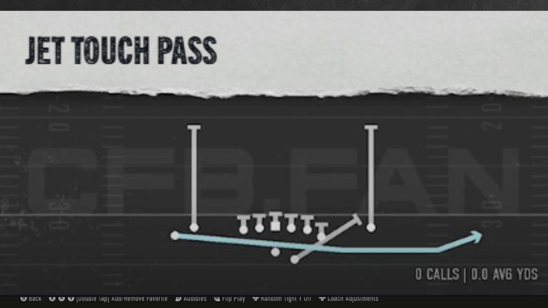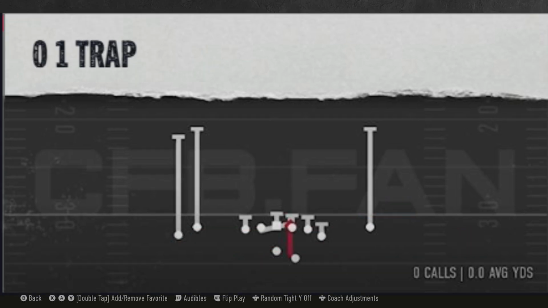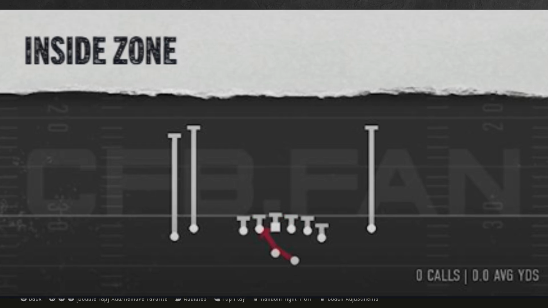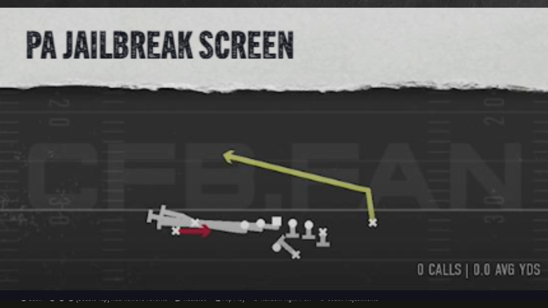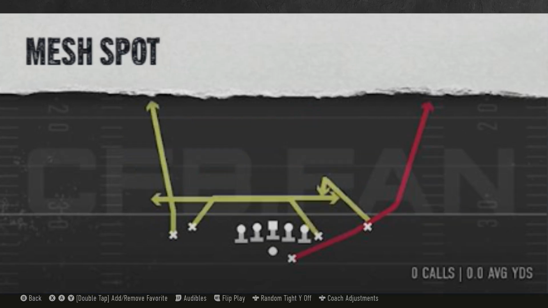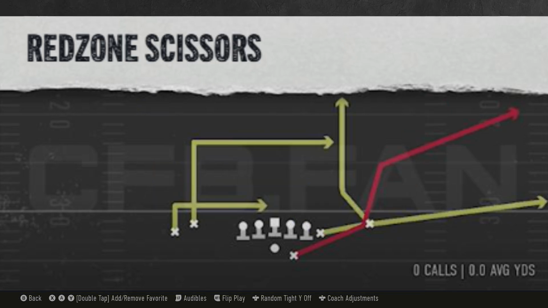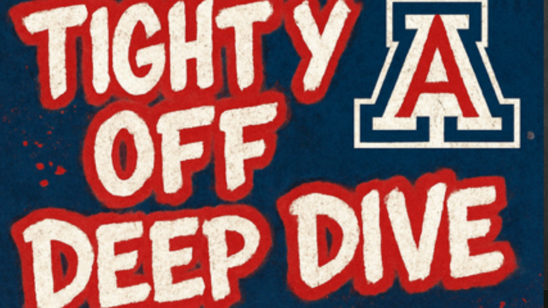So we went over 12 plays here. We went over jet, touch pass, zone, fake jet. That's our 2 motion plays. You have 2 run plays in 0-1 trap and inside zone. You have 2 RPO bubble plays. You have 2 play action plays, jailbreak screen and PA slot cross. And then you have our 4 pass plays with mesh spot, red zone scissors, flood, and tight end corner. 12 plays. This has been the deep dive Arizona Wildcats tight Y off.